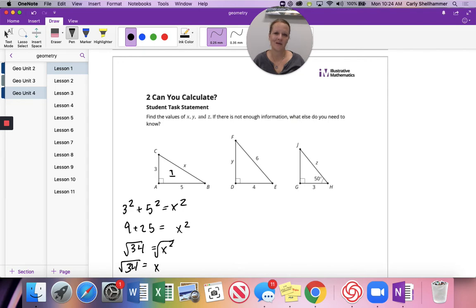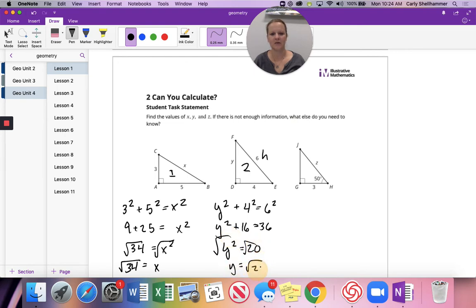I'm not going to calculate that. We can just leave it like it is. I can do the same thing with triangle 2. I'm only missing one side. This is the hypotenuse. So I can say y squared plus 4 squared equals 6 squared, right? Sorry, I got ahead of myself. I'm going to subtract 16 from both sides and then take the square root of both sides. So y equals the square root of 20, which we're just going to leave like that.